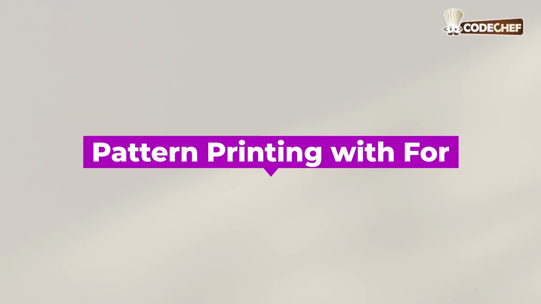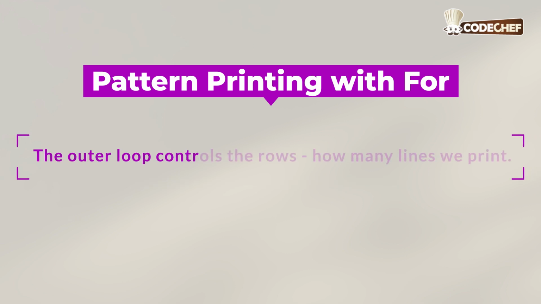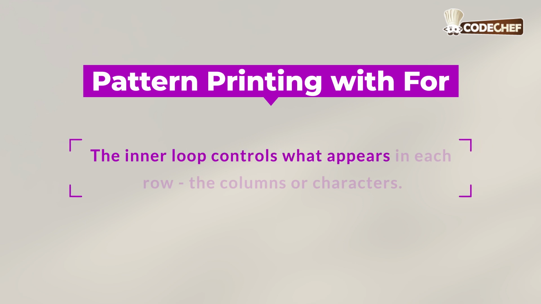Next up is pattern printing, one of the most popular exercises for mastering loops. Using for loops, especially nested ones, we can create all sorts of visual patterns. The key concept is this: the outer loop controls the rows, how many lines we put. The inner loop controls what appears in each row, the columns or characters.